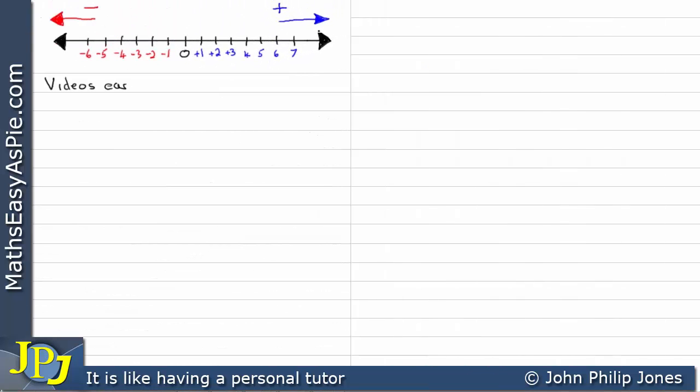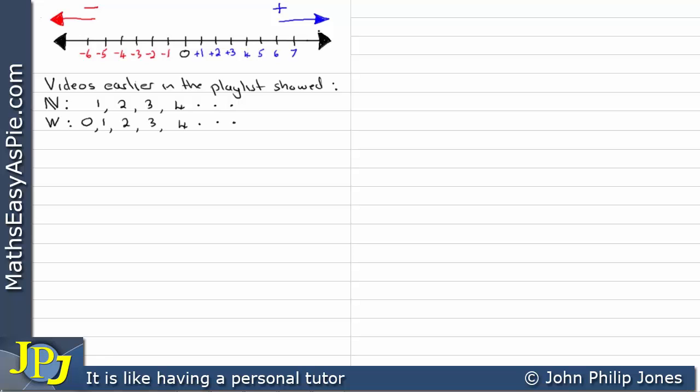Videos earlier in the playlist looked at number sets, and in particular we looked at natural numbers, which are numbers which start at 1 and go to 2, to 3, to 4 in steps of 1 and so on. Whole numbers go from 0, 1, 2, 3, 4 and so on. Integers go from 0, 1, 2, 3, 4 in the positive direction, -1, -2, -3 in the negative direction. And of course we also looked at rational numbers.